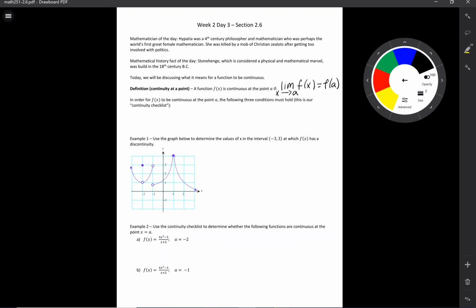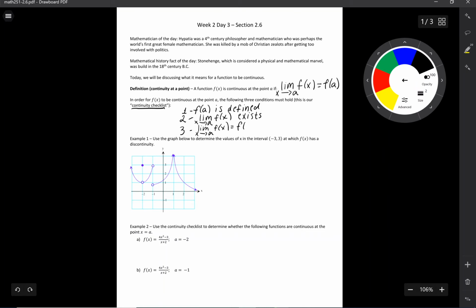In order for f of x to be continuous at a, we need the following three conditions to hold. We call this our continuity checklist. So we need three things. First of all, we need f of a to be defined. If f of a is not defined, then it is not continuous. Secondly, we need the limit as x approaches a of f of x to exist. And lastly, it has to satisfy the above definition. So we need the limit as x approaches a of f of x to equal f of a.